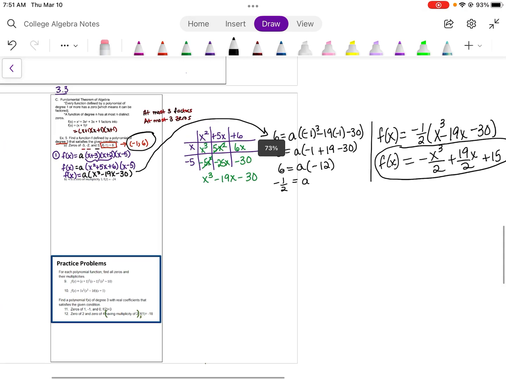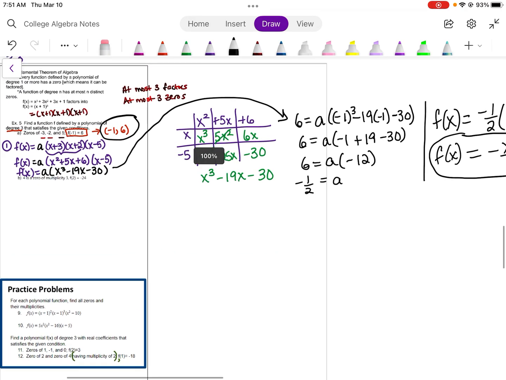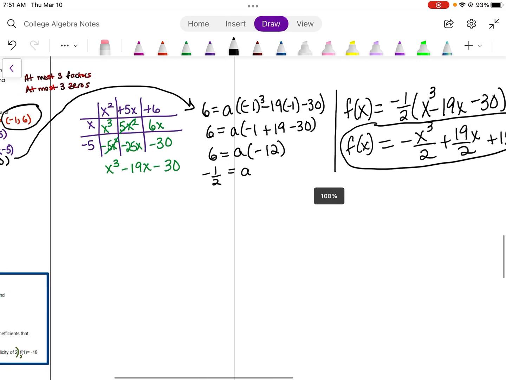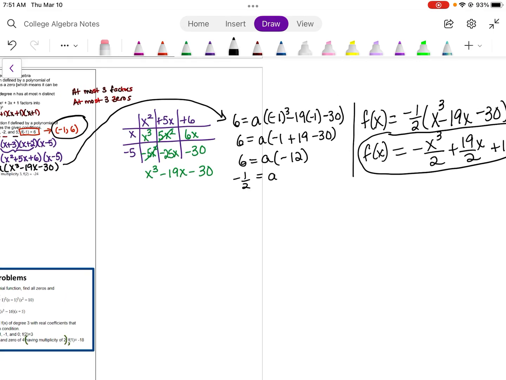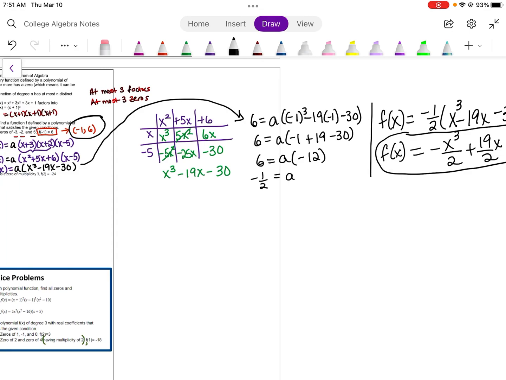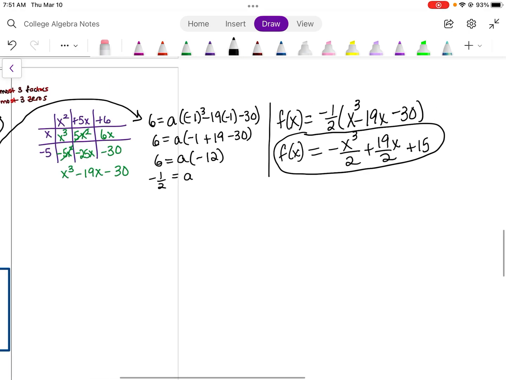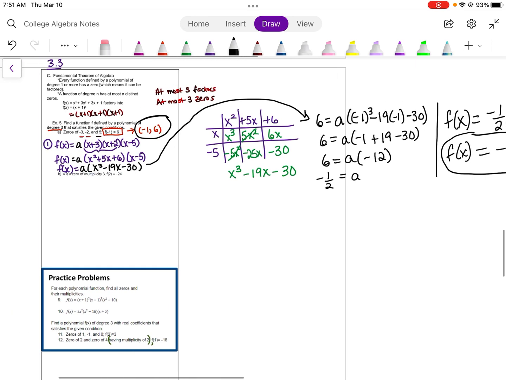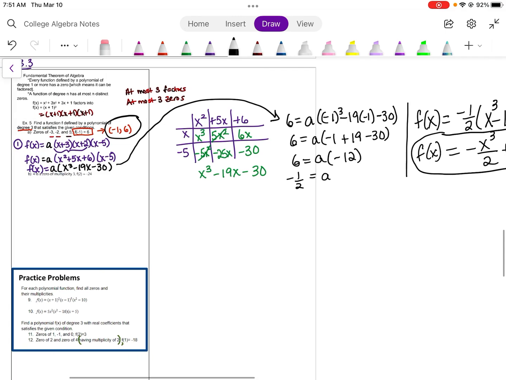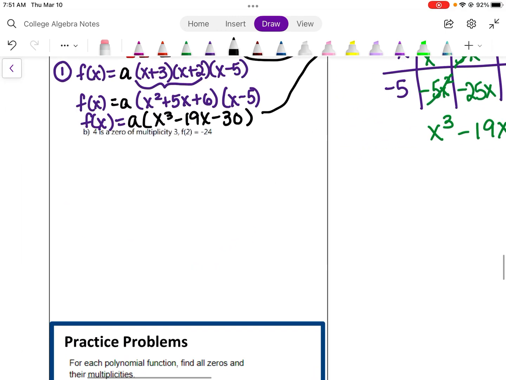All right, what you're going to need to do is pay attention to your directions. So I went ahead and multiplied it out only because I know with some of your directions it's going to say to find the polynomial with real coefficients. And what I have here is a polynomial with real coefficients. If you leave your answer not multiplied out, and you find a, that is in factored form. So watch your directions. Most of the time you'll be multiplying it out.